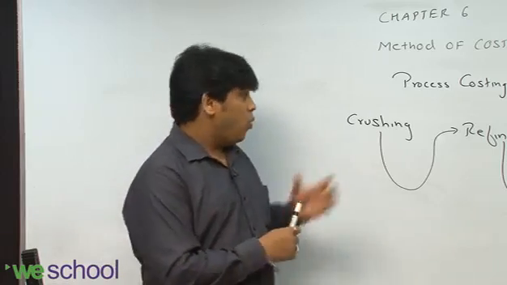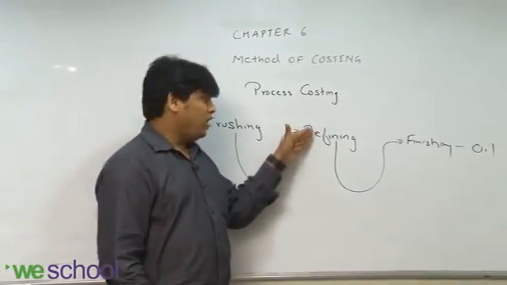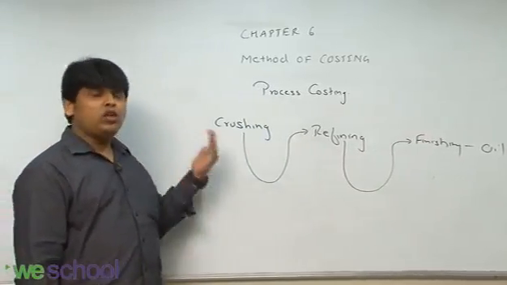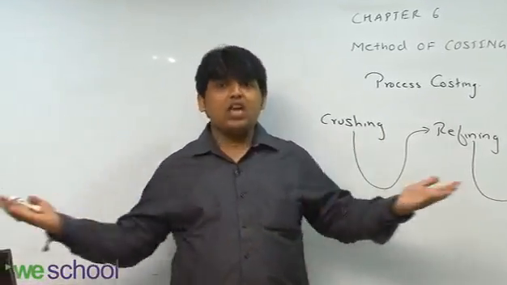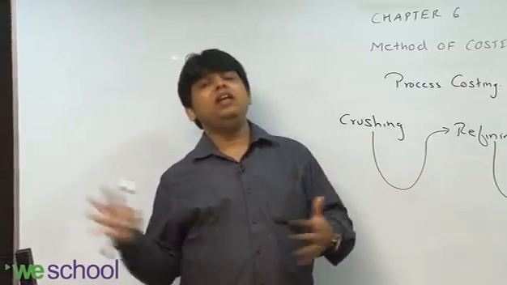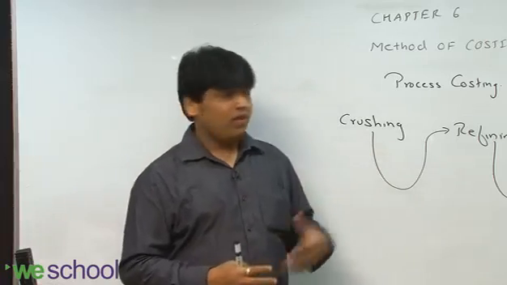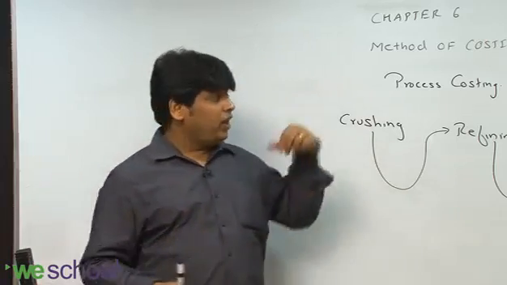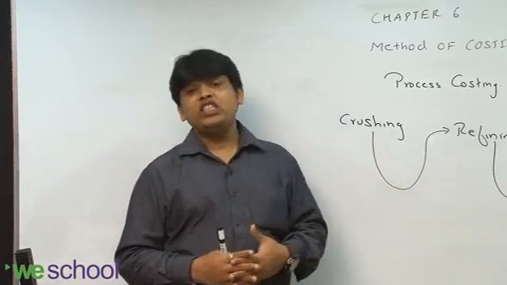Whereas in this process, once crushing gets over, only then can you start refining. Once refining gets over, only then do you start finishing. So without the completion of the first process, I cannot move on to the next process. Whereas in job costing, every process goes on simultaneously. They are not linked with each other. They are separately done without any obstruction or interference of other processes. Whereas this process costing method is suitable for those companies where the final output is obtained only by passing through different processes, and that too sequentially.